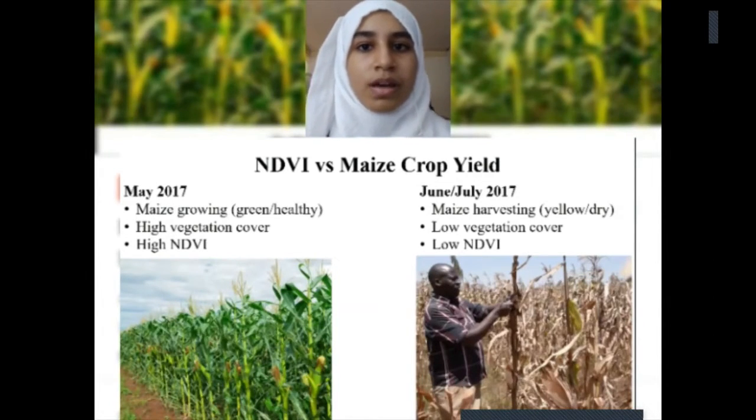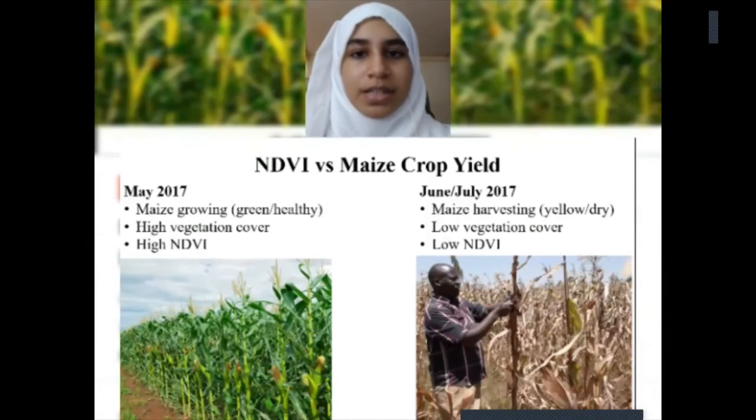Healthy plants or crops are green in color due to chlorophyll. The green in plants and crops resonates with NDVI. This is why there is high NDVI when crop yield is healthy and promising good harvest.